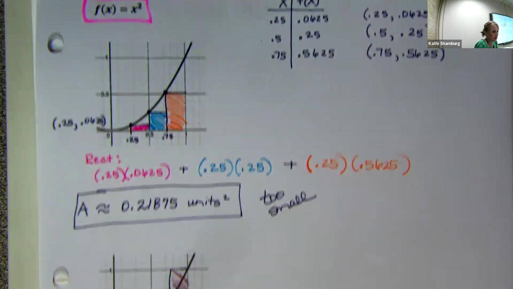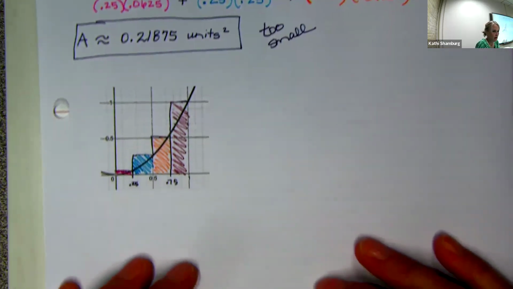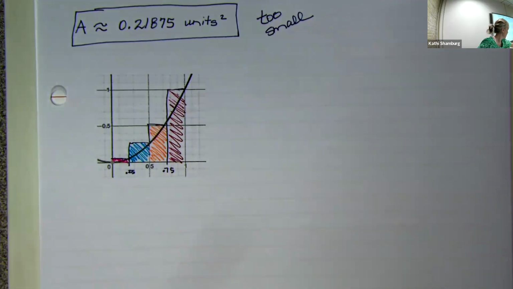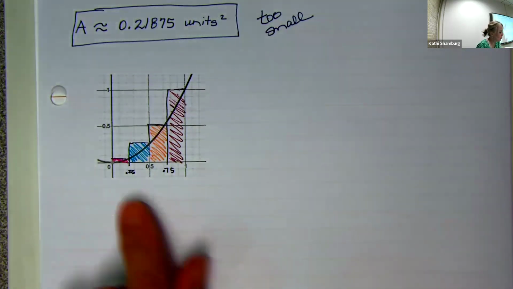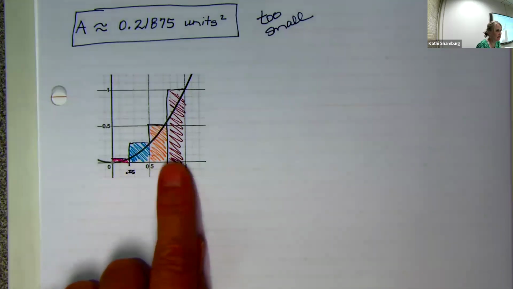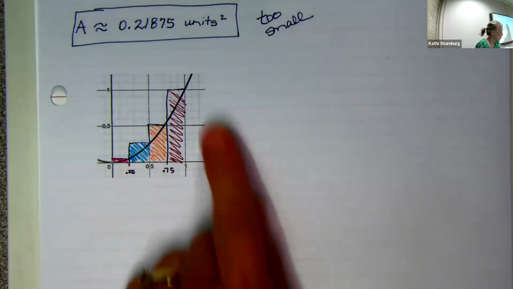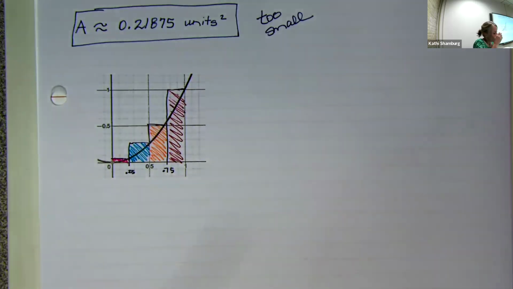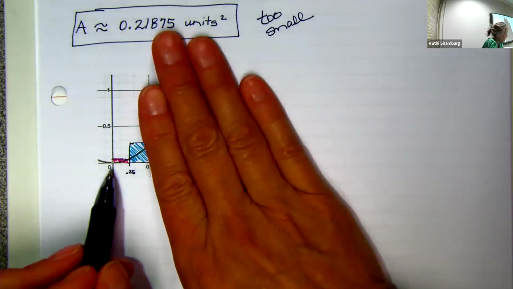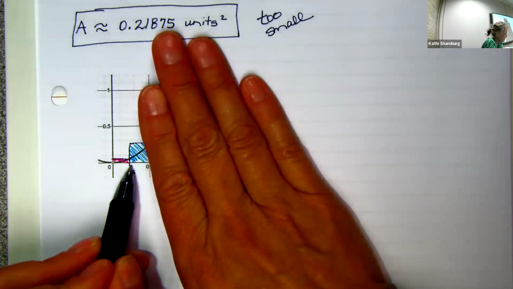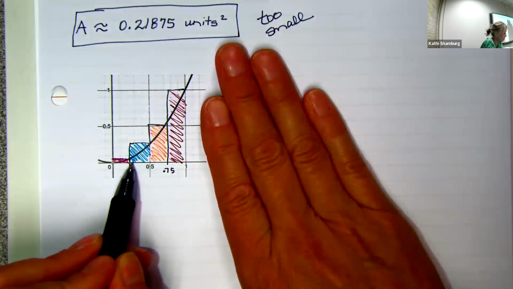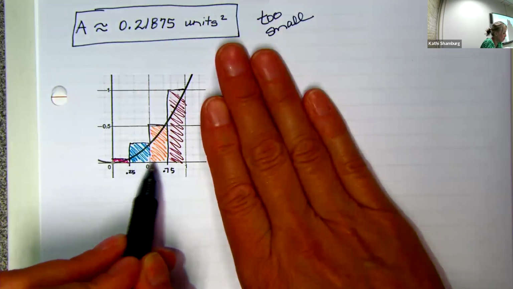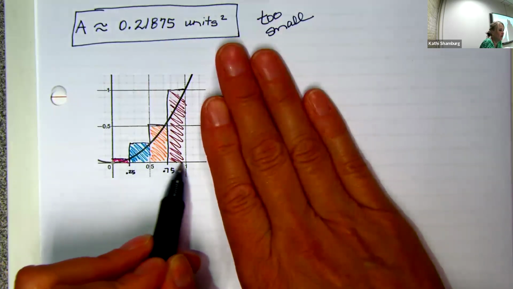So we did set up this before we left. So now we're going to do four rectangles. And of course, these are going to be above, right? Now, we can determine that the width, so from here to here is 0.25, from here to here is 0.25, from here to here is 0.25, and here to here is 0.25.